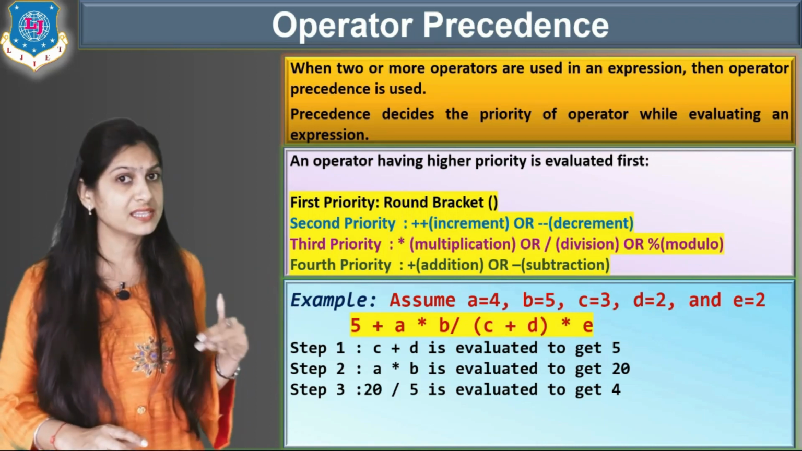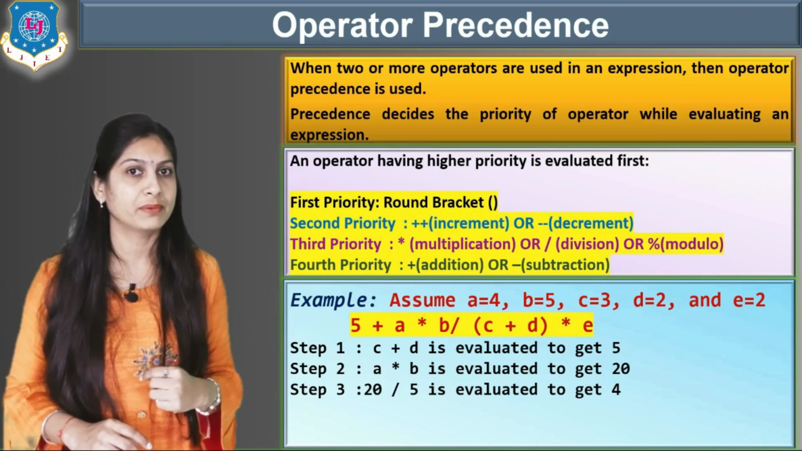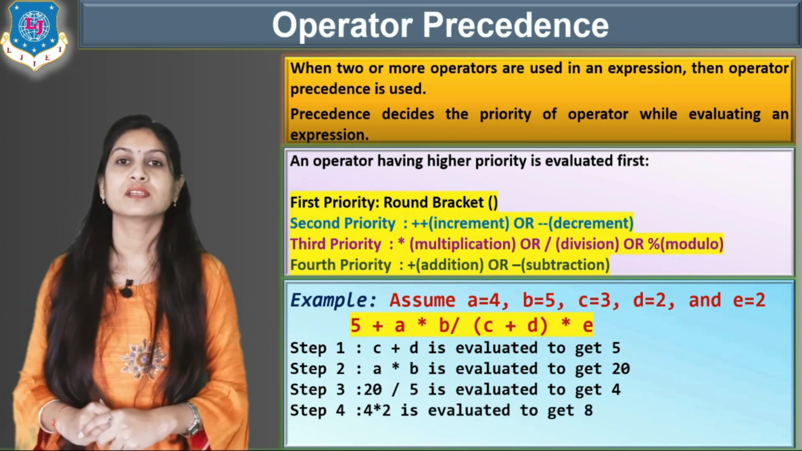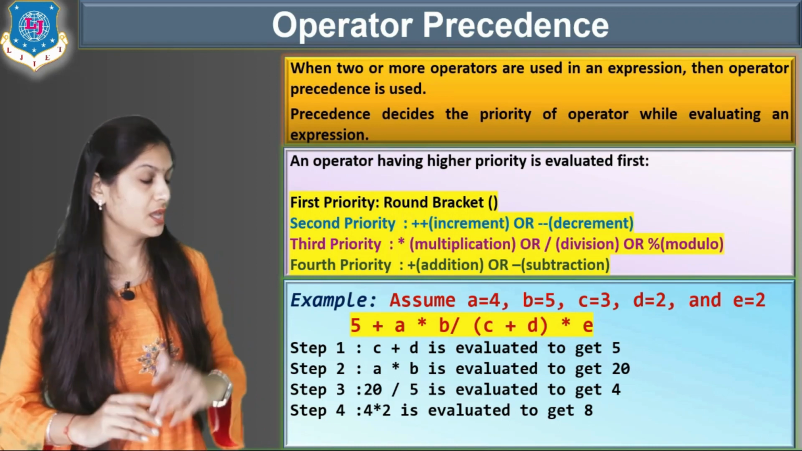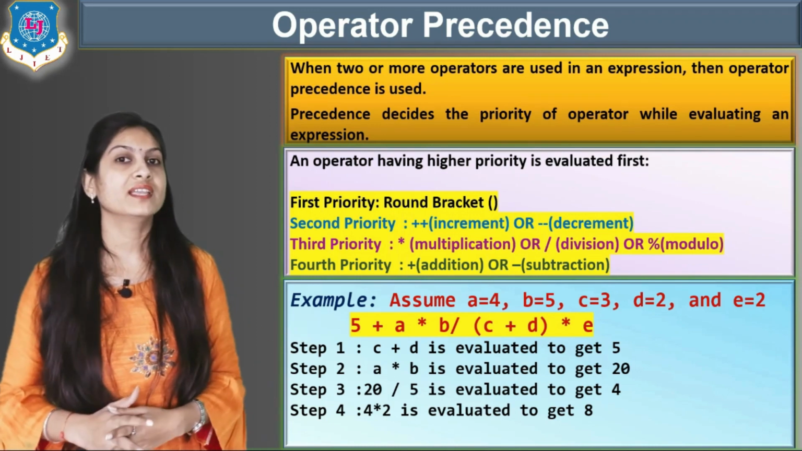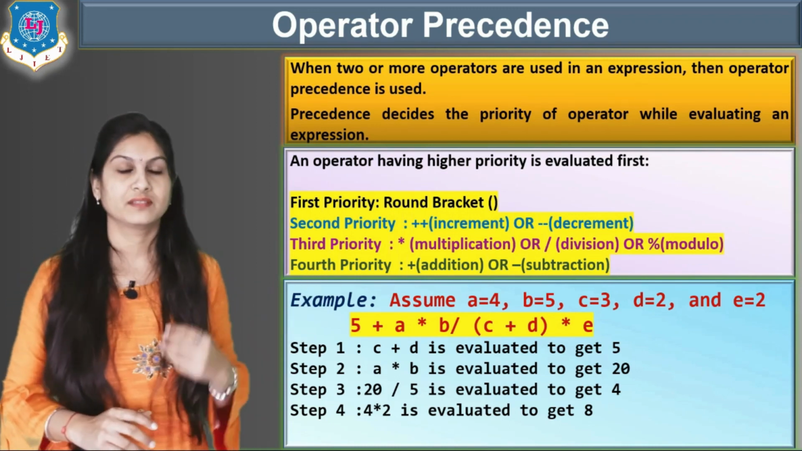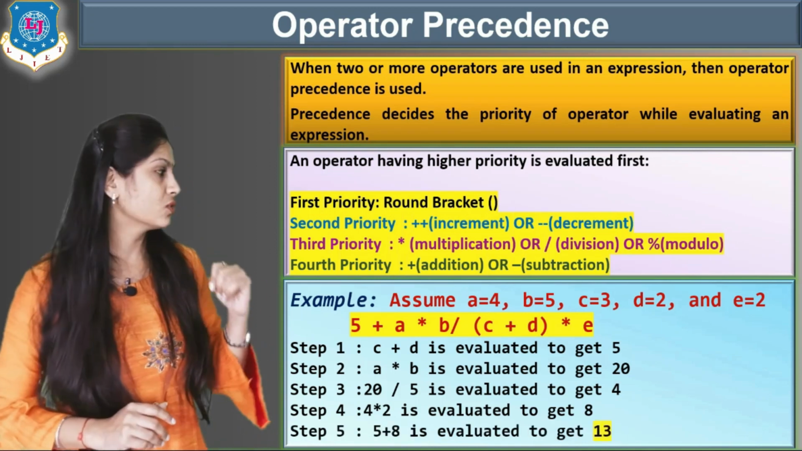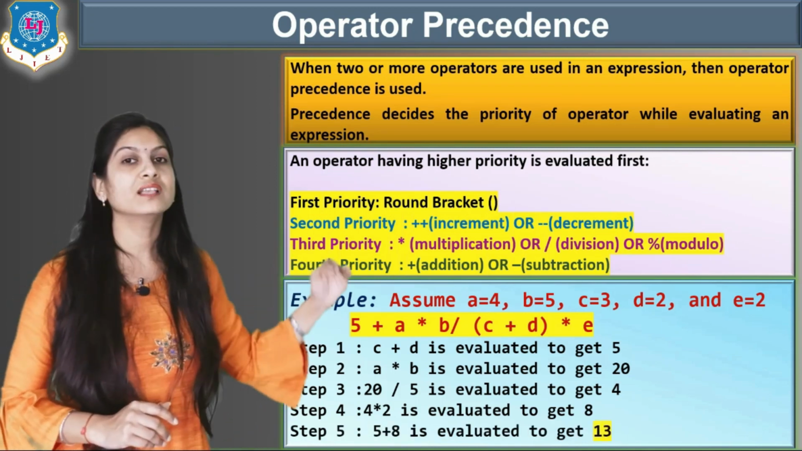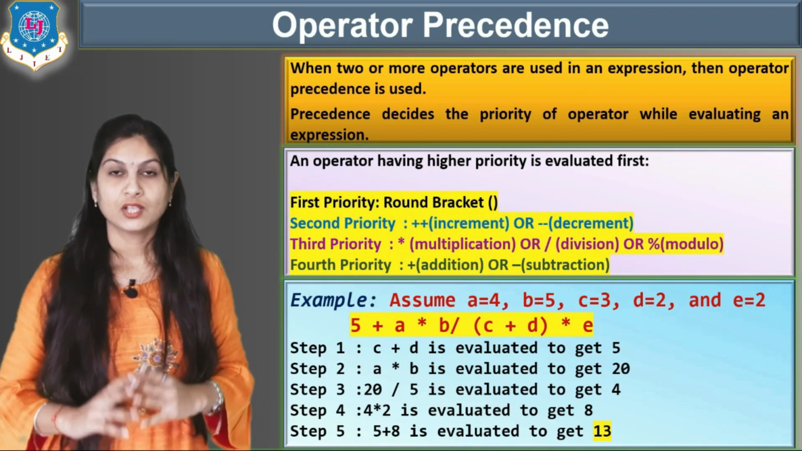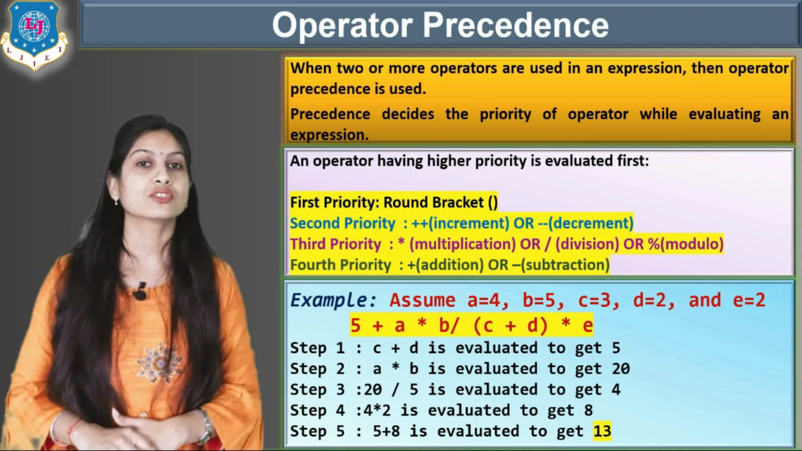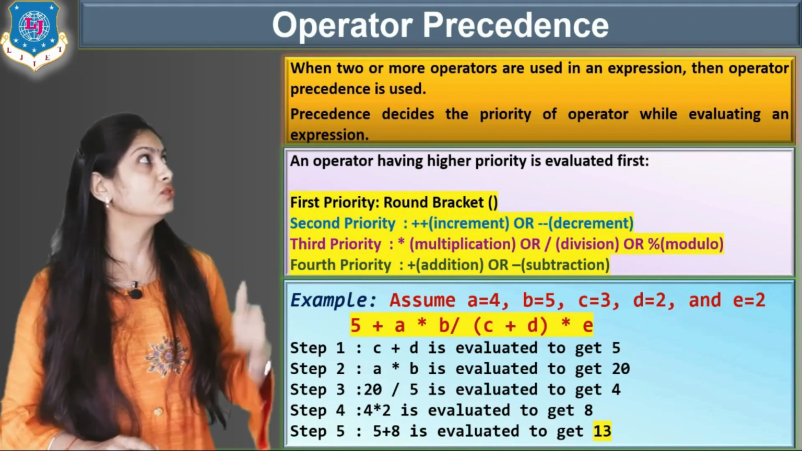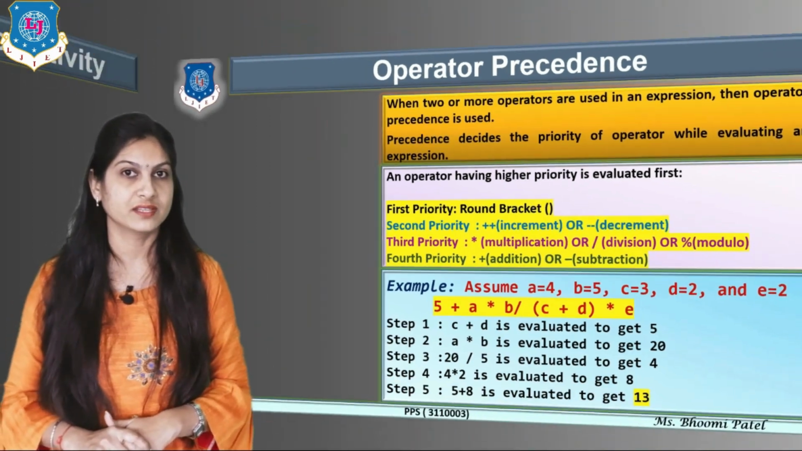Then after that, again the multiplication is there on the third priority. So solve it first, and that is 4 into 2. It becomes 8. Now only one operator is remaining, that is plus, which has the fourth priority. So solve it. 5 plus 8, that is 13. So our final answer is 13. In this way we can solve any expression using this operator precedence theory.